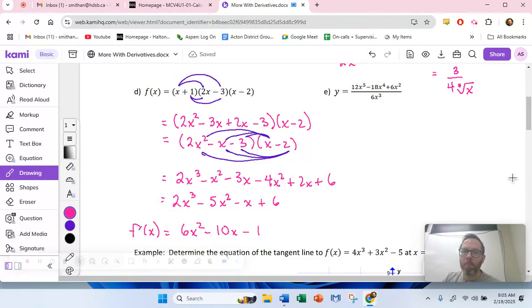For E, we have to clean this up a little bit. I'm just going to divide every term by 6x cubed.